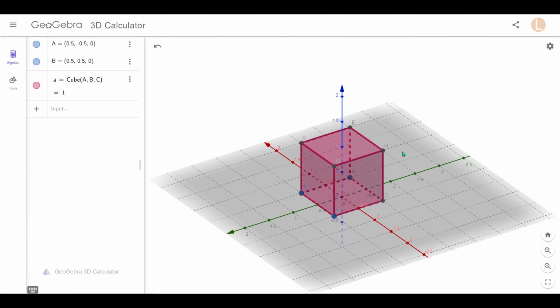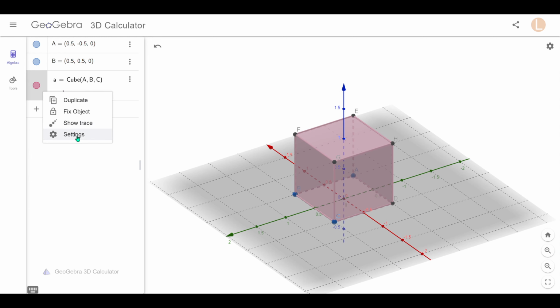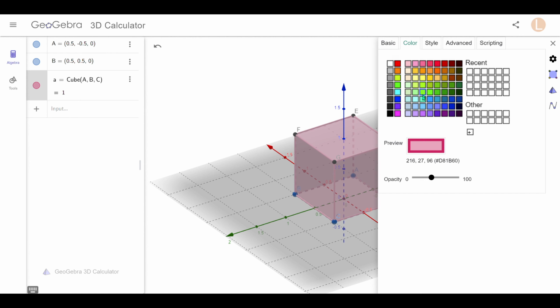Okay, that works now. We can see that when clicking the 2 points going in the clockwise direction or counterclockwise direction, it makes a difference in the location of the cube. Of course, we can change the color and the opacity of the cube.